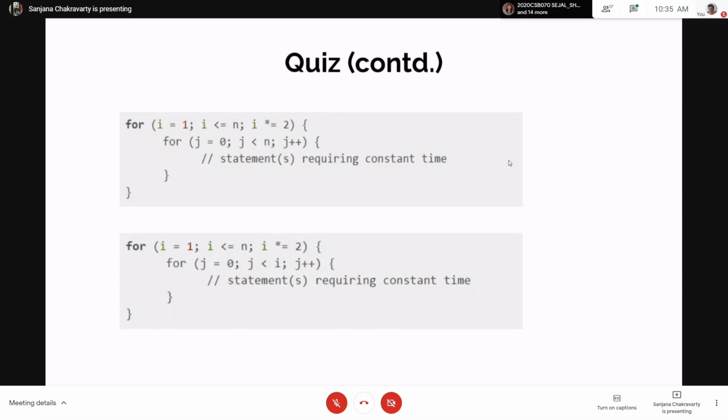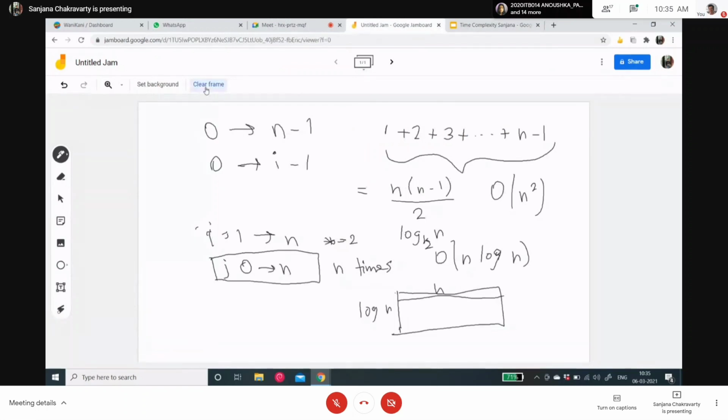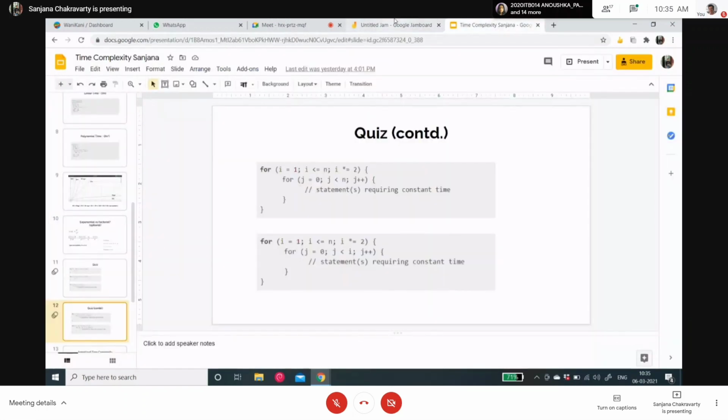So I'll tell you the answer. This one is a little tricky. The answer for this is actually n. It's O of n. It's linear. And I will explain why this is a little tricky.